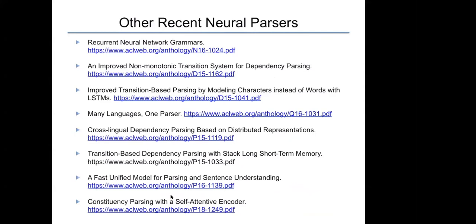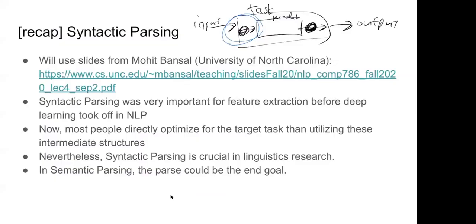Yeah, so you can refer to the slides for these other works. Hopefully they are useful if you're interested in this kind of work. But the important point I wanted to make is, going back to our lecture, that syntactic parsing is, of course, an important task, but its importance is a bit different these days compared to like 5 or 6 years ago.